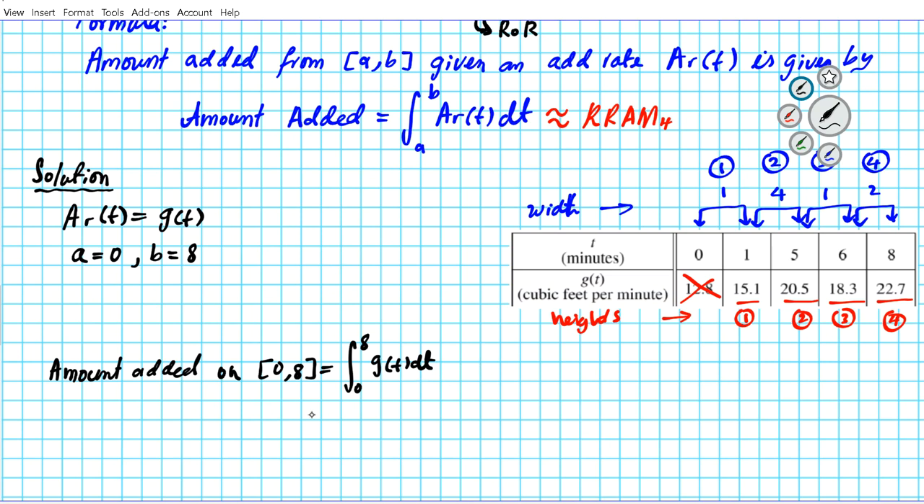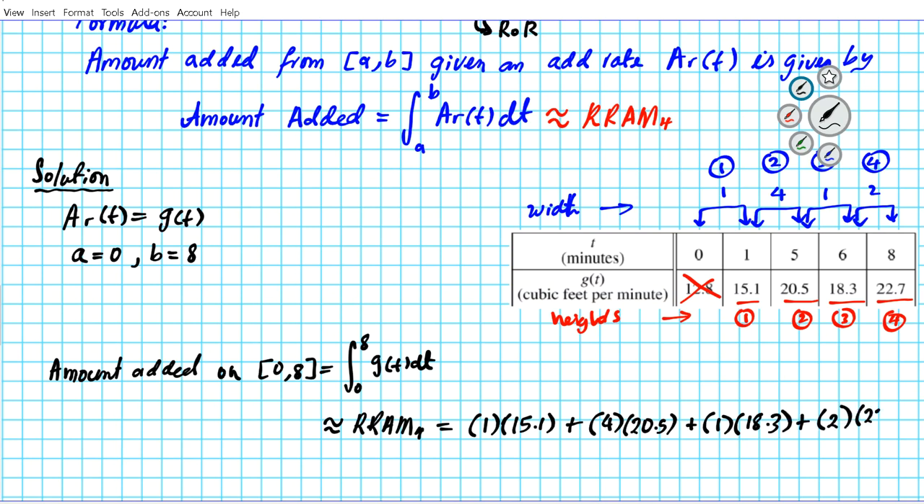So let's go ahead and do this. We are finding this integral. We are estimating it using the right Riemann sum with 4 subintervals. So rectangle 1 is 1 times 15.1, that's for rectangle 1. Rectangle 2 is 4 times 20.5, so base times height for rectangles 1, 2, 3, and 4. Then 1 times 18.3, and the fourth rectangle is 2 times 22.7. Then you can just calculate that with your calculator, and you end up with 160.